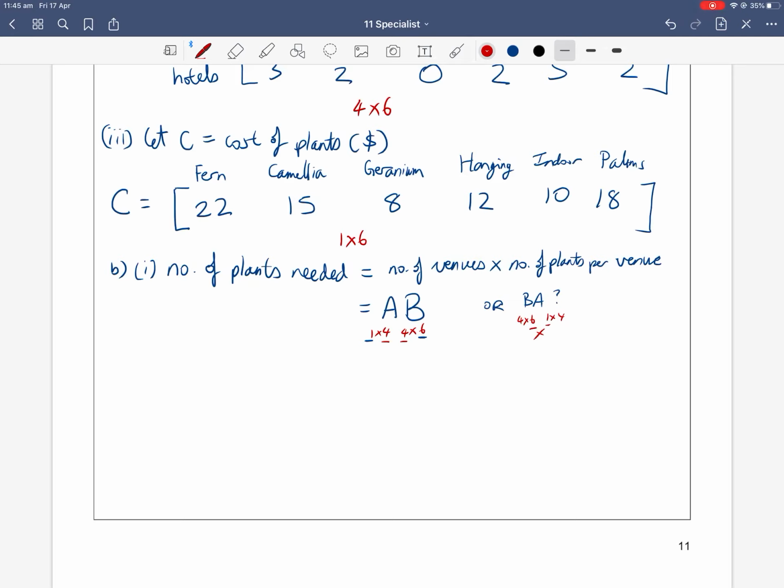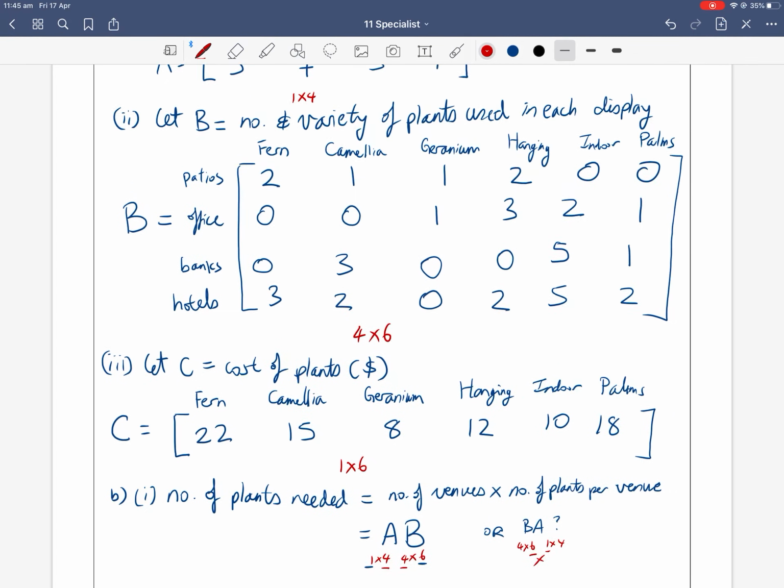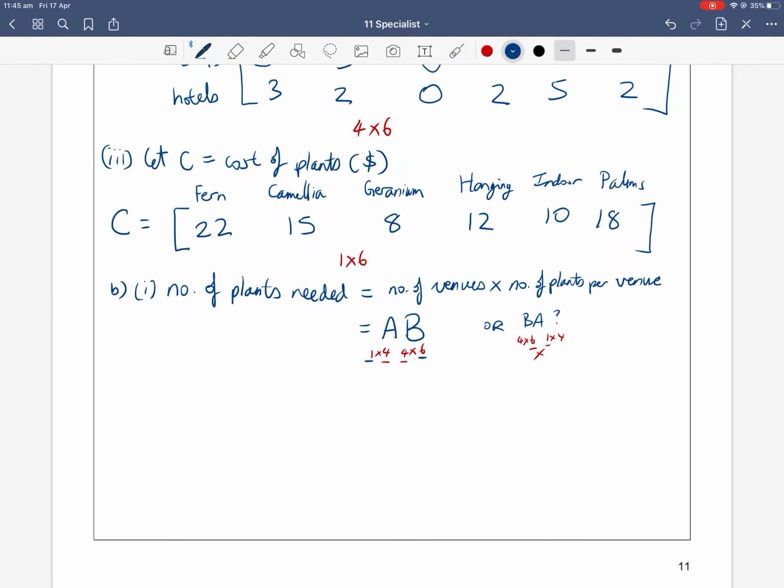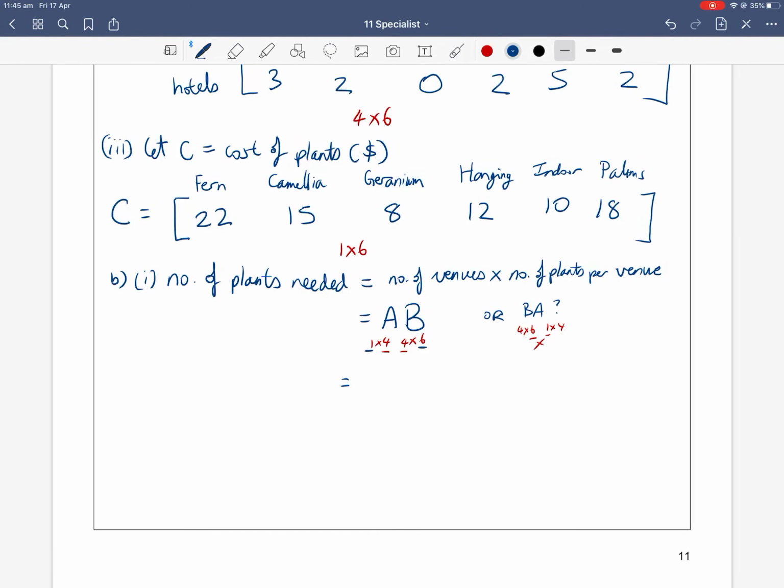Expectation-wise, yeah, we are expecting a 1 by 6 answer because we're trying to find a total number of plants for each of the 6 plants. I'm expecting 6 numbers in total. And then the final check is, does the row by column even make sense in A times B, right?